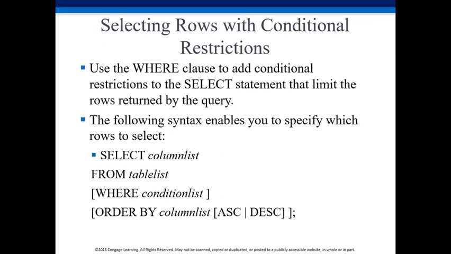To use the where clause to add conditional restrictions to the select statement that limit the rows returned by the query. So the syntax is: in the previous videos we learned select and from. Under from is where we put the where clause. So select column names from table name, then we have the where, followed by the list of conditions. It can be one condition, two, or three.